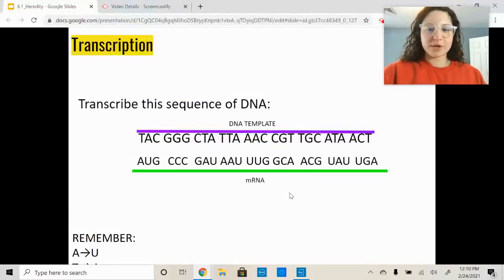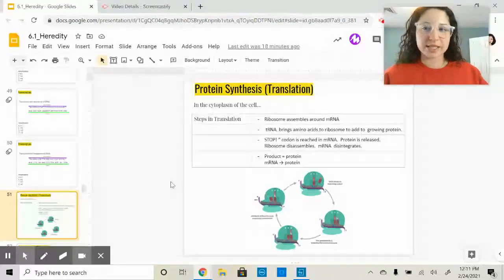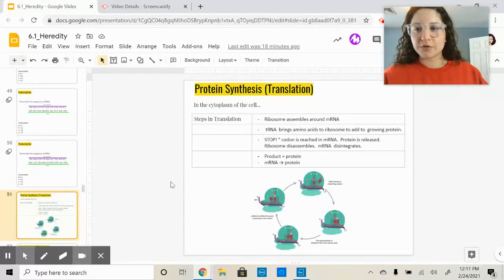All right, so at this point, we are going to pause here and we are going to look at translation in the next video. Again, make sure that you understand how to transcribe DNA into mRNA because we are going to be building on it for the translation process. Also, make sure in your vocab notebook, you now have transcription and protein synthesis filled in.